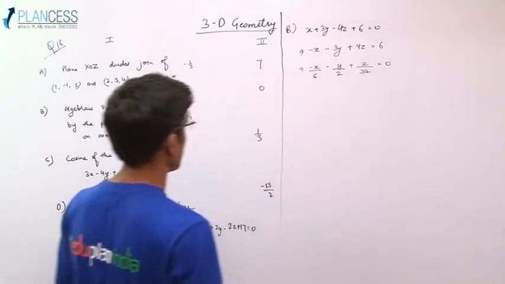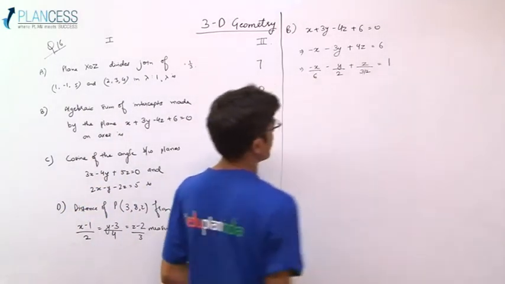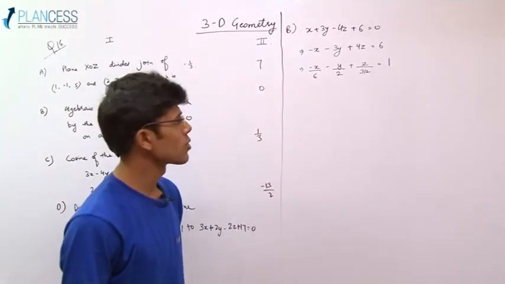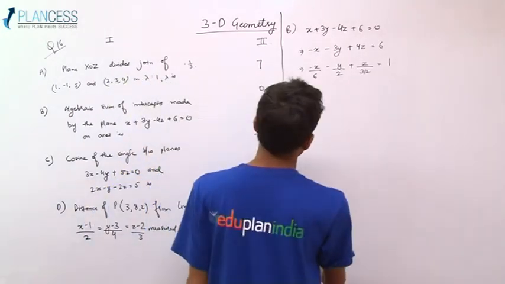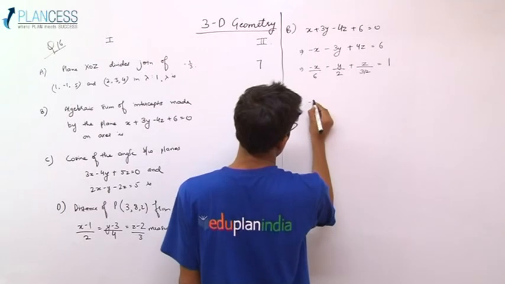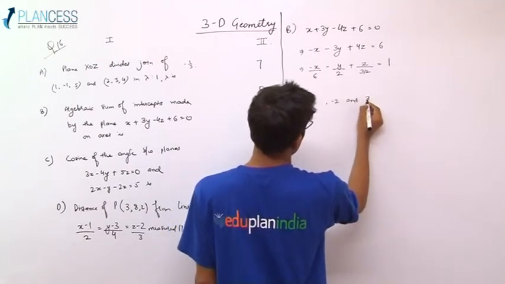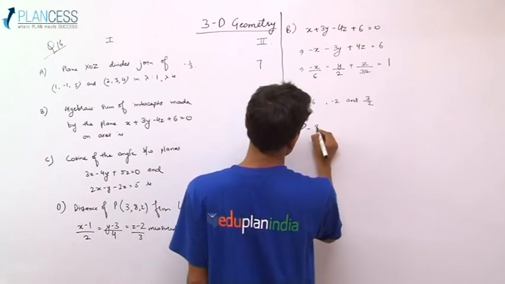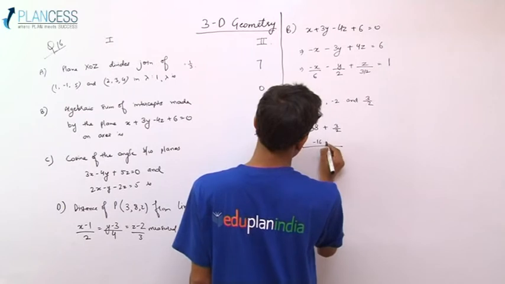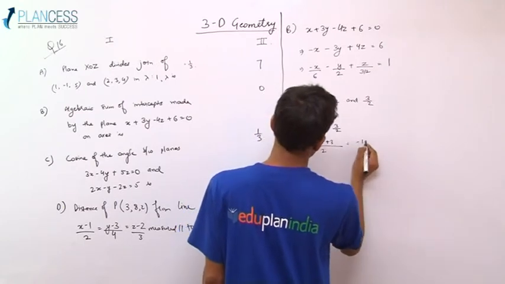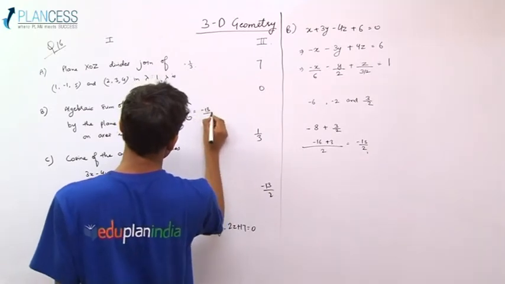So this is the general form of the equation, like x/a + y/b + z/c = 1, where a, b, c are the intercepts on the x, y and z axes. So intercepts are -6, -2 and 3 by 2. So their sum is -8 + 3/2, which is (-16 + 3)/2, that is -13 by 2. So this is -13 by 2.